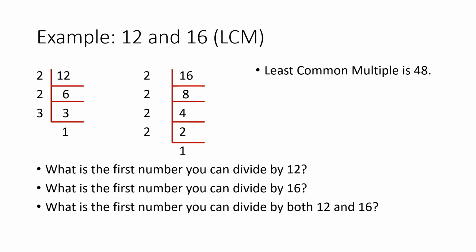Now, what is the first number you can divide by both 12 and 16? So we are trying to find a multiple of 12 and a multiple of 16 which is same for both. Can you find the answer? Did you get 48? It is the same as the LCM that we just found. So what does LCM mean? LCM is the first number we can divide by both 12 and 16. It is the least common multiple.